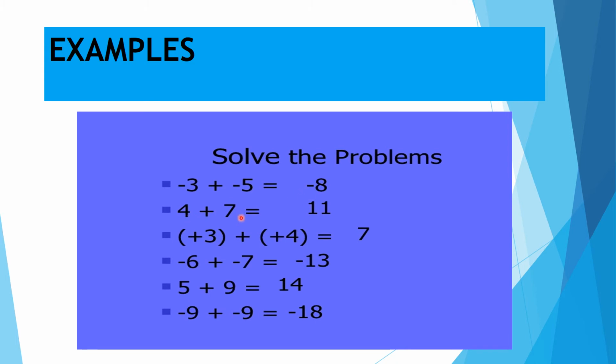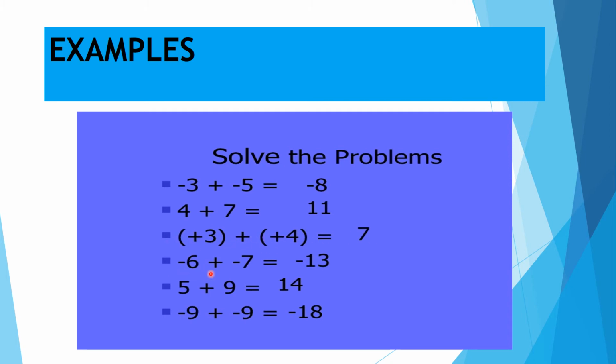Now 4 plus 7, again same sign, you will add and you will put the sign, no sign, that means it is addition sign. So plus 11, that is 11. Plus 3 plus 4, same sign again, you are adding. So 7, 3 plus 4.